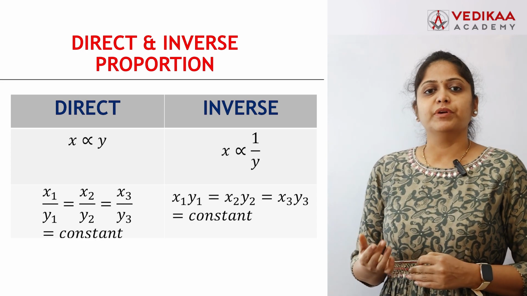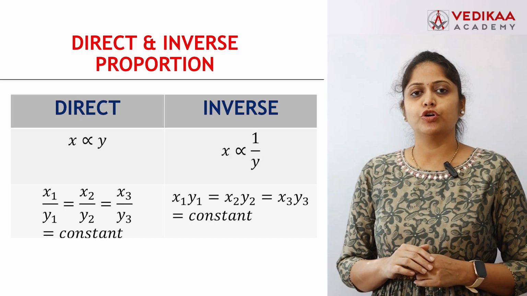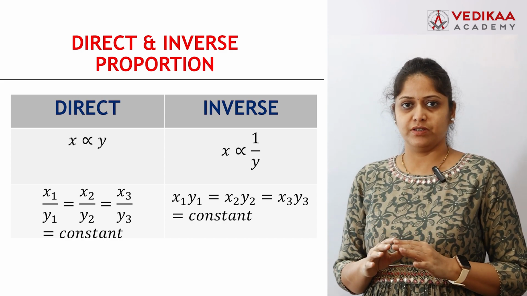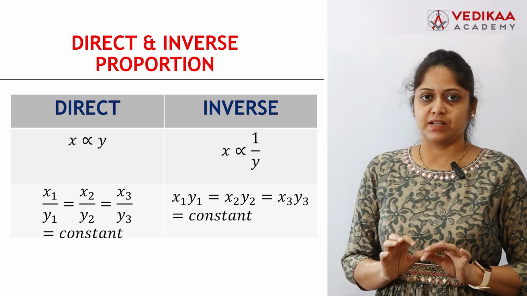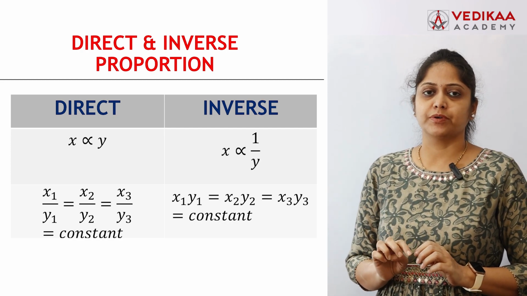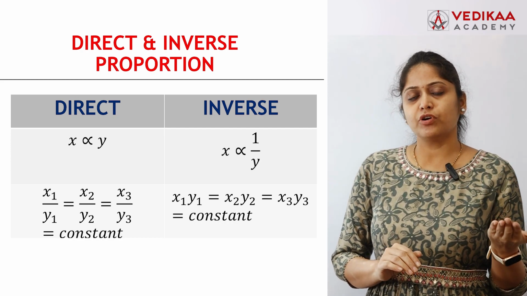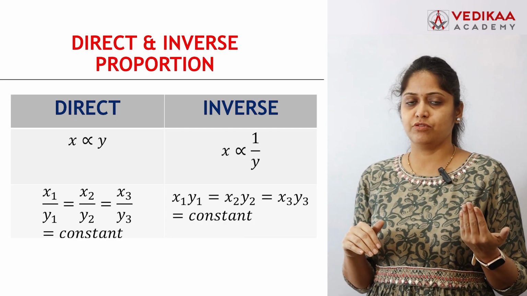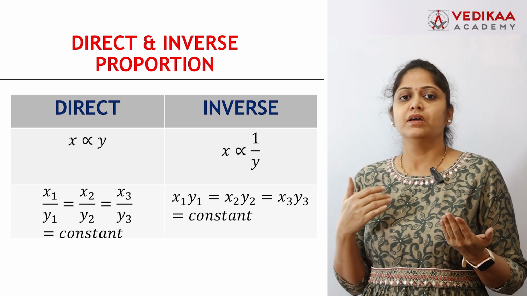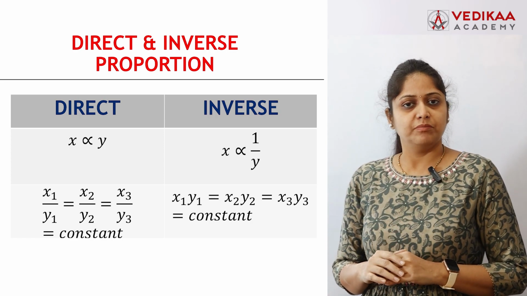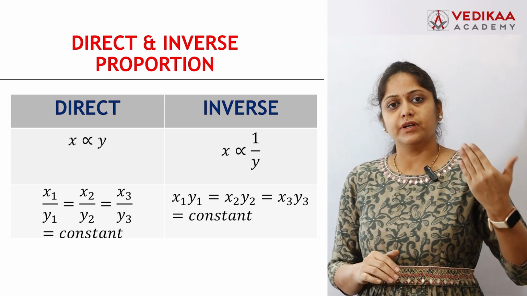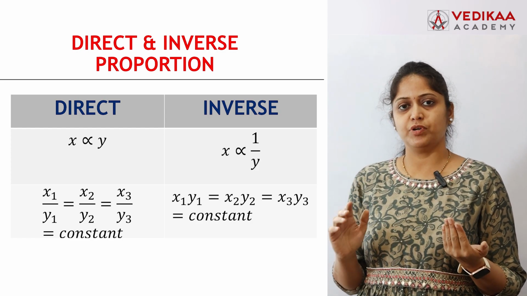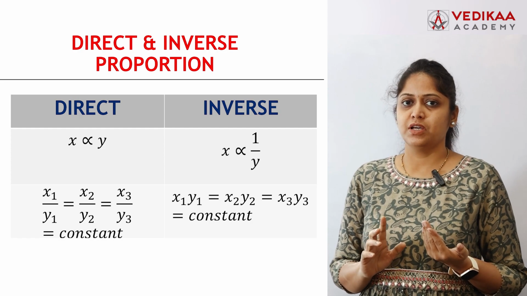Now coming to the inverse proportion. What do we mean by inverse proportion? Let us say some work has to be done and a number of laborers are there to complete that particular work. If more laborers complete that work, then the time required will be less. Obviously, that particular work is completed in lesser time, right? In the same proportion in which the laborers are increased, the time is reduced.